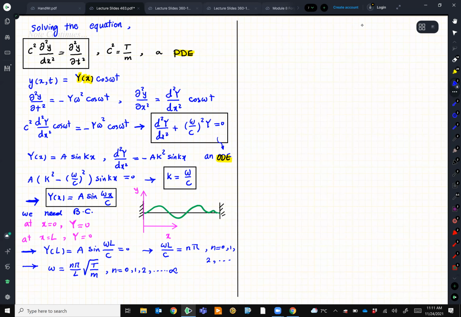So this omega that we found, similar to the single degree of freedom, we refer to as the natural frequency. We will put an index n there to identify which natural frequency we are talking about, because now we have an infinite number of natural frequencies.